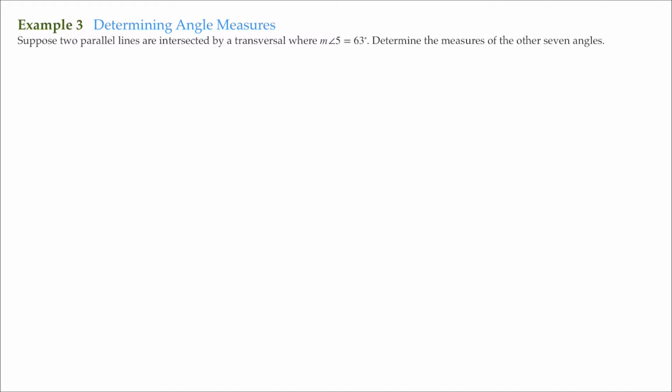Example 3 states that suppose two parallel lines are intersected by a transversal where the measure of angle 5 is equal to 63 degrees. Determine the measures of the other 7 angles. So parallel lines, recall that parallel lines are lines that run side by side. They'll never intersect. They kind of look like the rails on the railroad tracks.